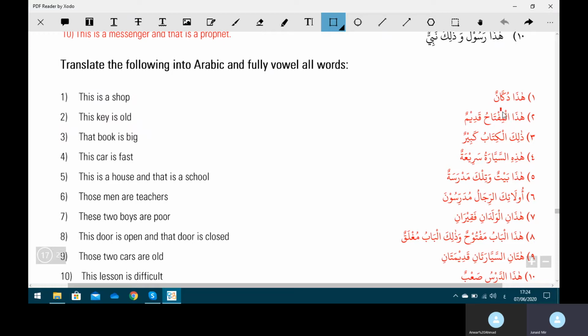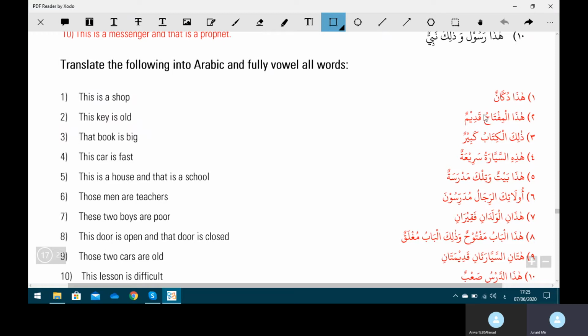Alif lam straight after hada makes it a fragment. So you don't say hada miftahun. We're saying hadal miftahu, this key, making a fragment. Qadimun is old. Now the word after is has to agree with the word before is.